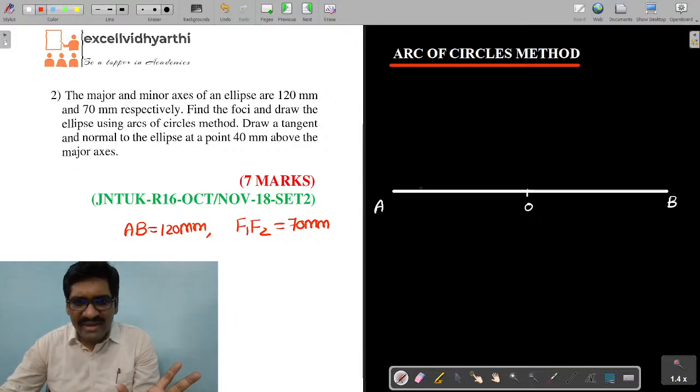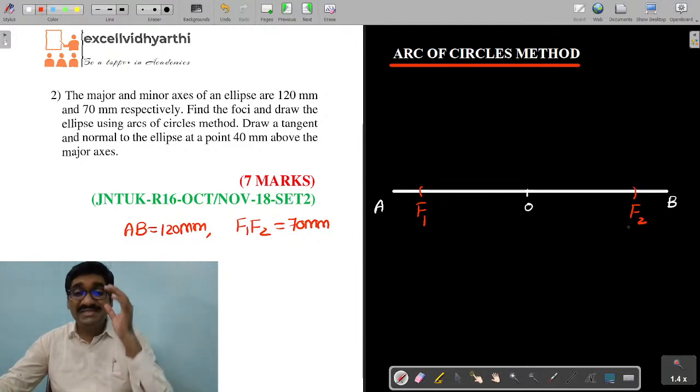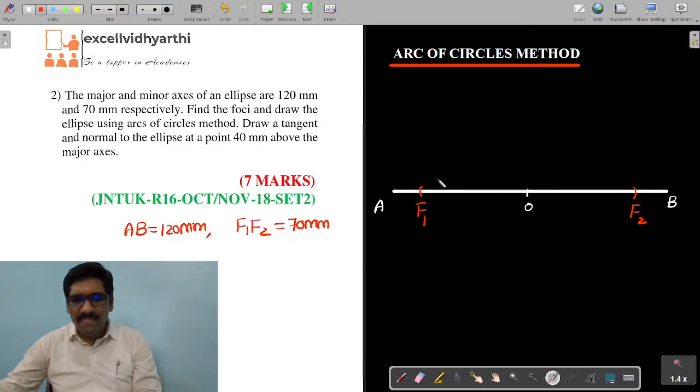And cut this line on both sides. This is F1, this is F2. Not force, fixed point, focus point. Again I am saying, all of you, this is 35 and this is also 35. 35 and 35, that's it.